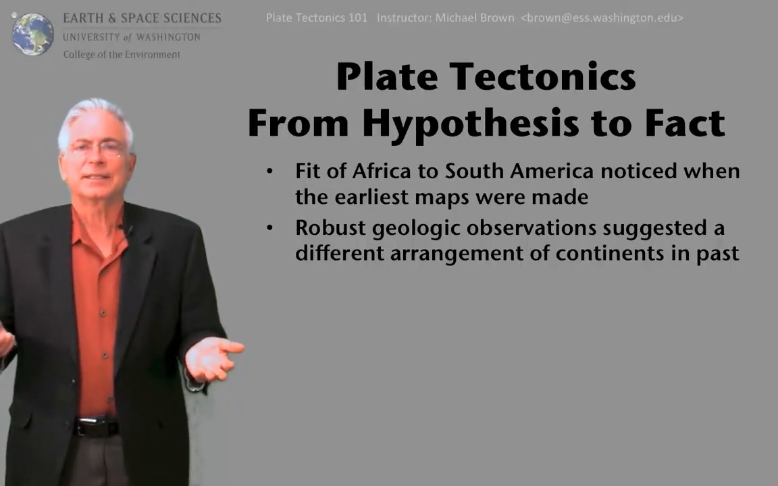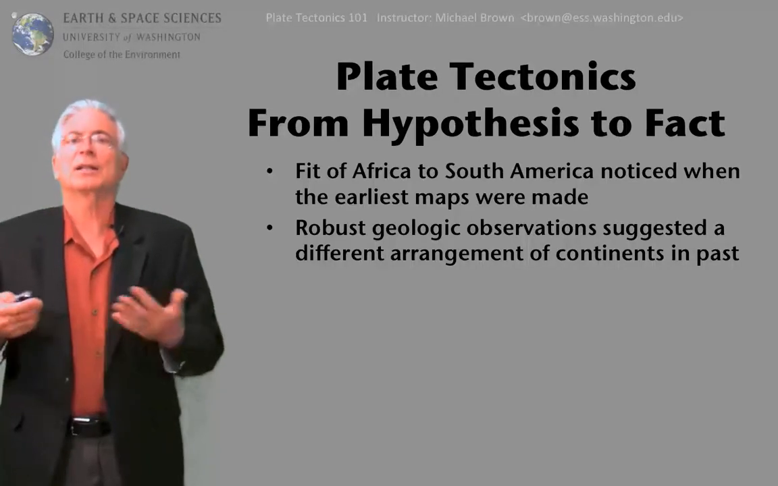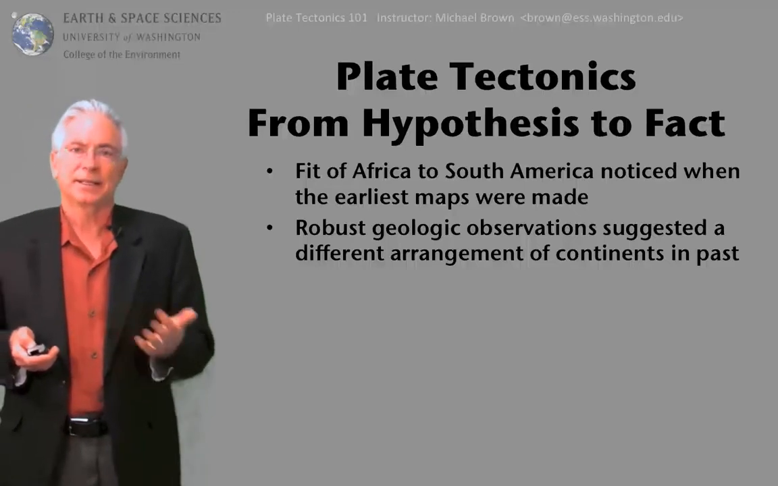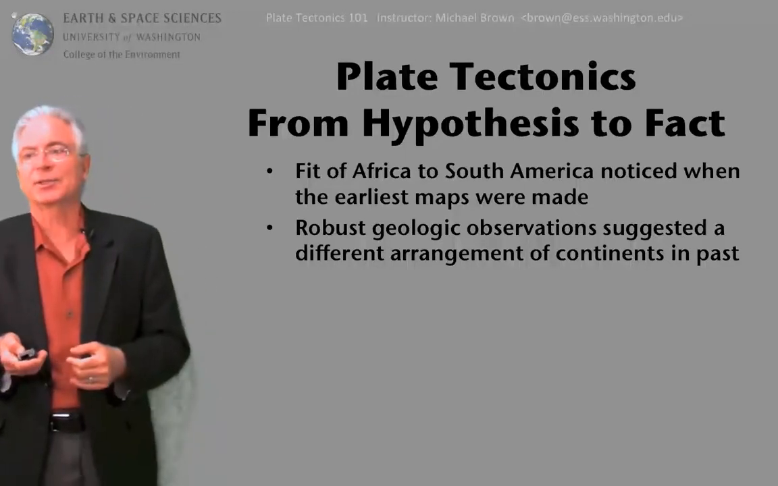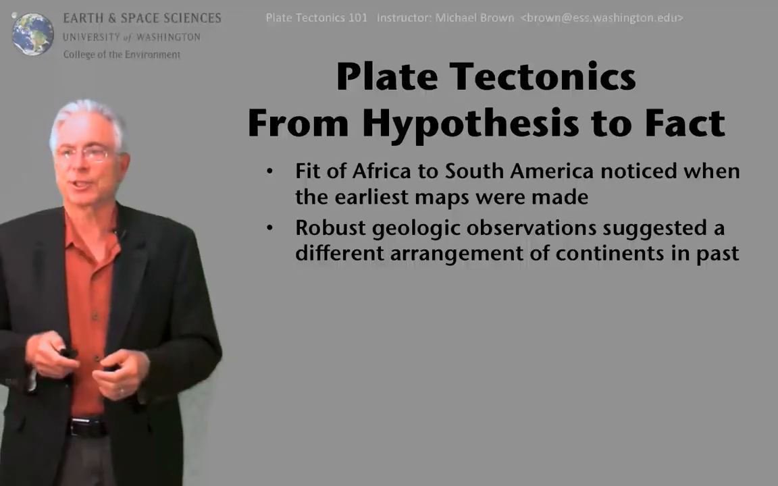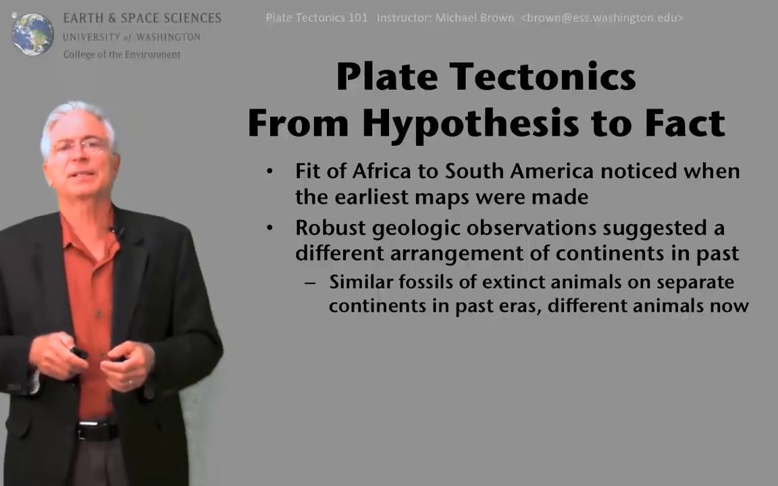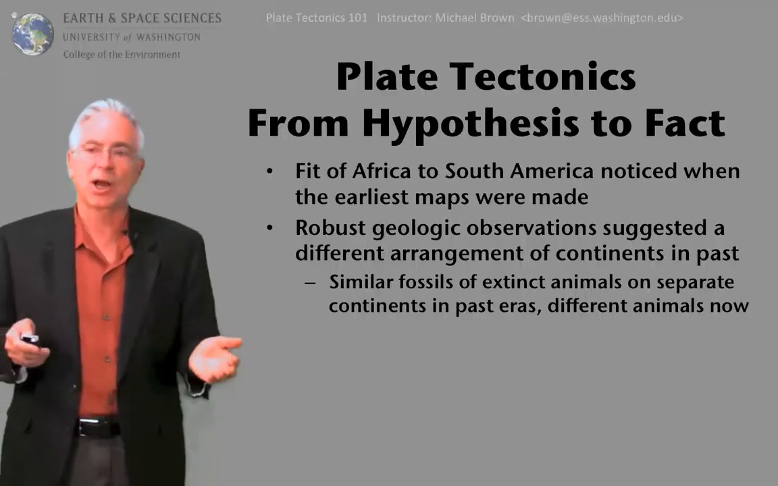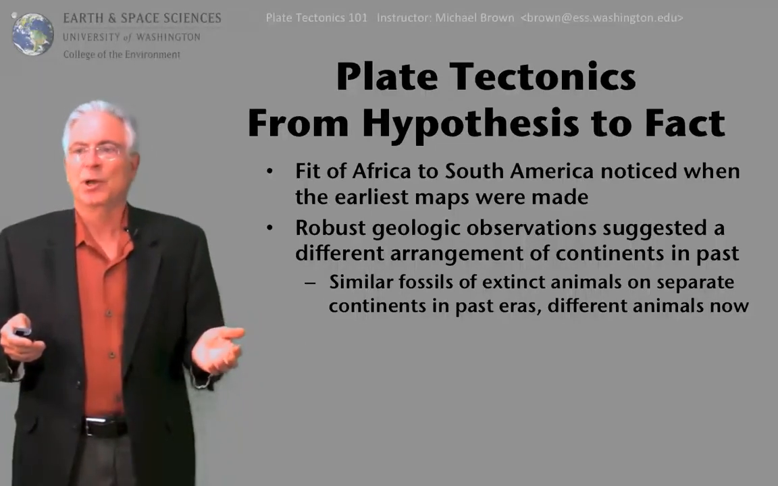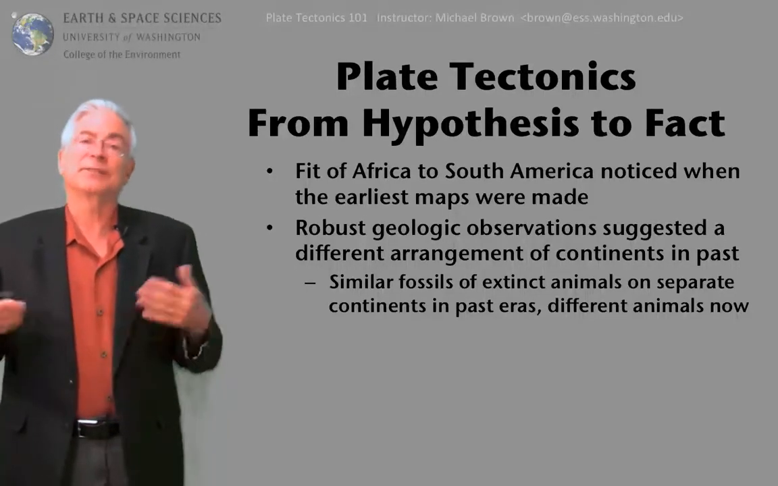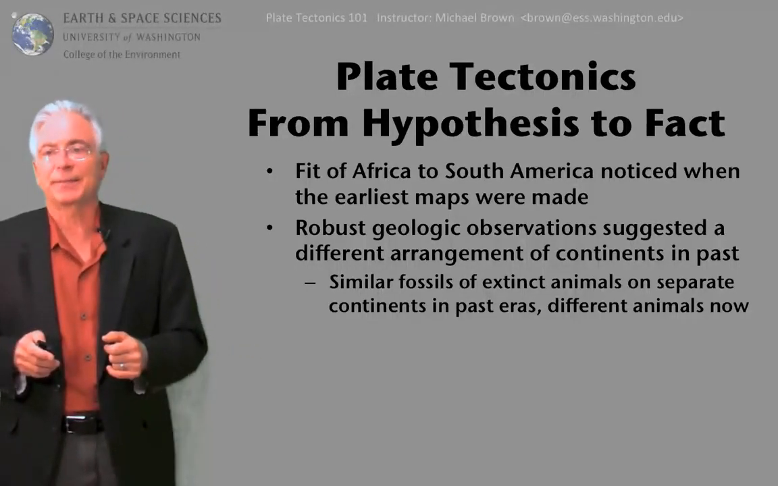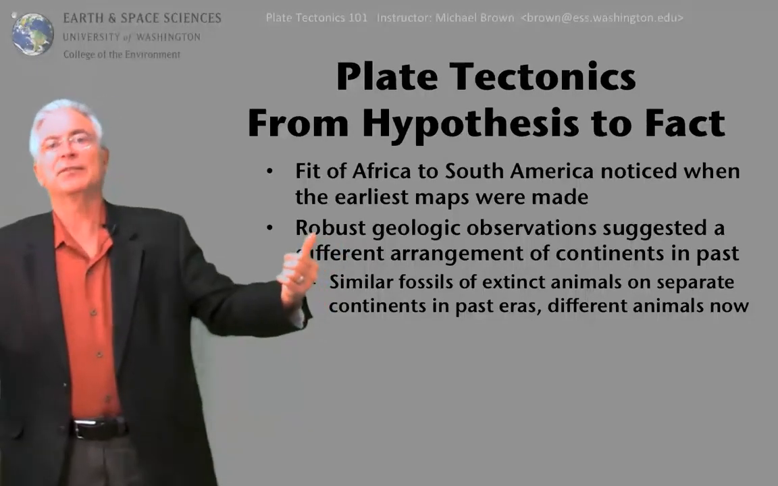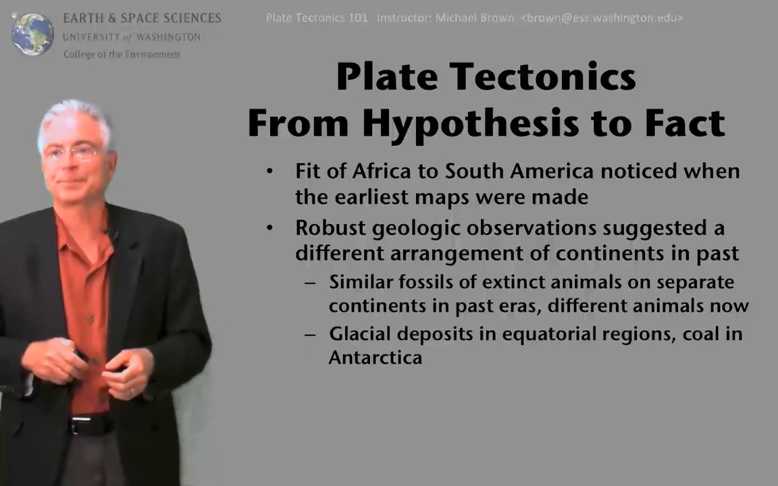Early 19th century to mid-19th century, a lot of robust geologic observations were made that suggested continents had a different arrangement in the geologic past. Some of these lines of evidence included similar fossils of extinct animals on separate continents in past eras, whereas those continents have different assemblages of animals today. So if the continents were together, it made sense that they were similar. If they're apart, evolution could lead to differences.